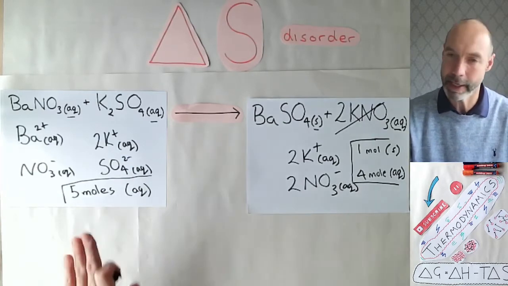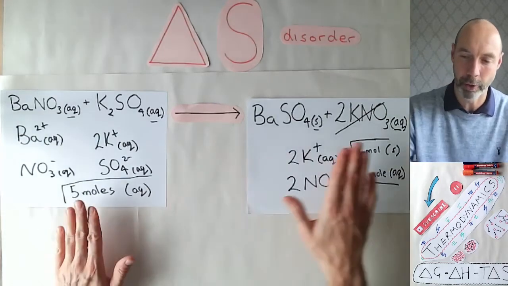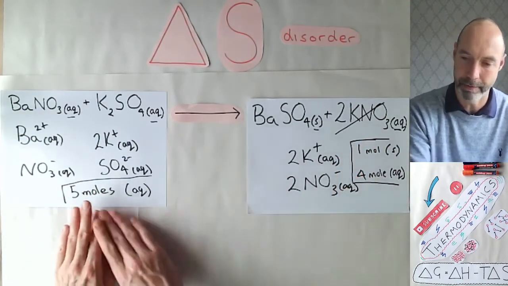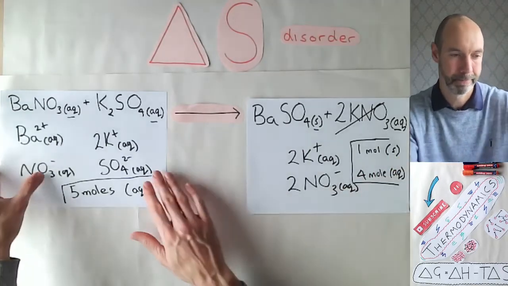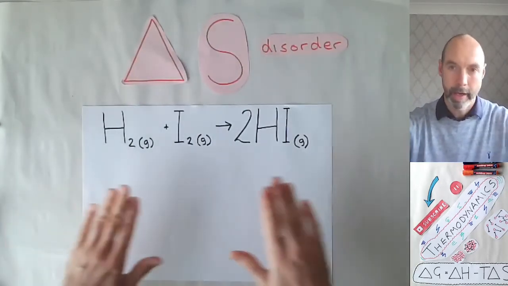Okay, it's probably worth pointing out at this point that the number of moles don't have to match on both sides. It just so happens that this example has gone from 5 to 5. It doesn't have to be the case. Okay, next question then.